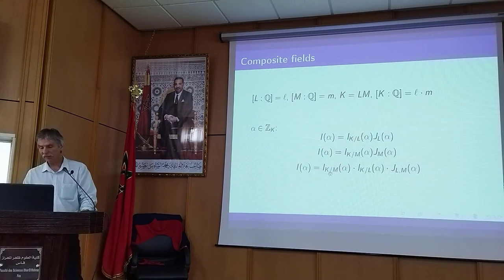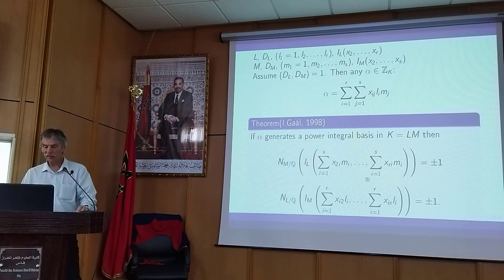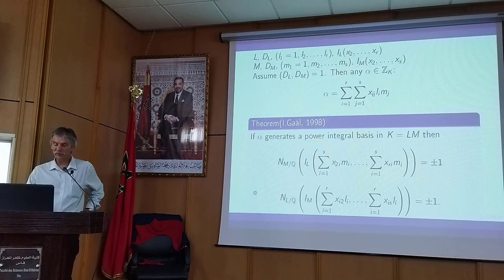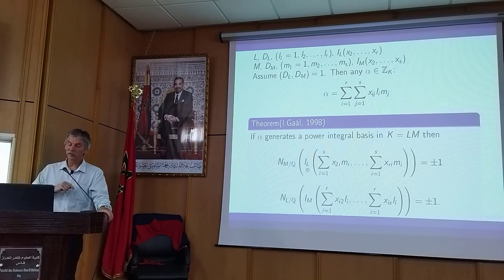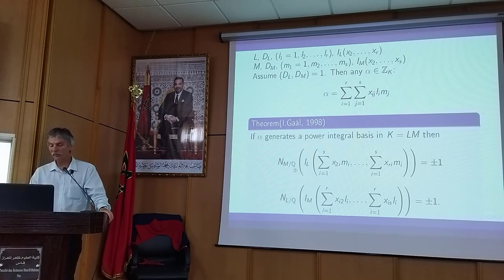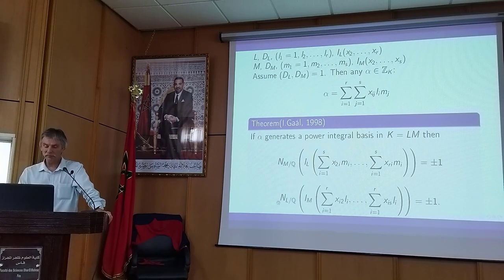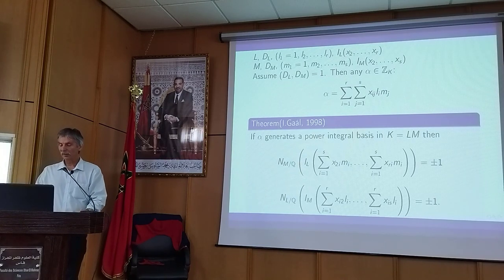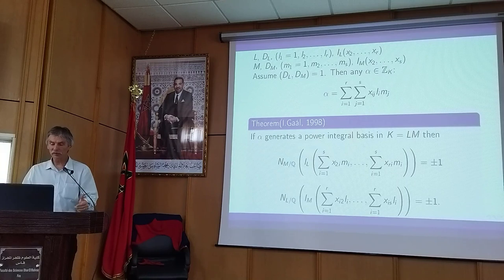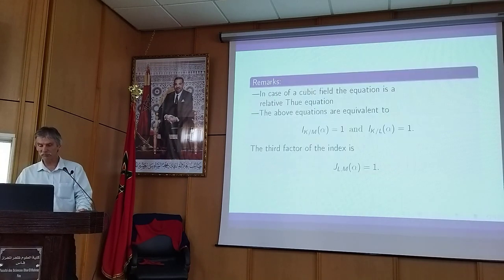Now, the conditions that the relative indices are equal to 1 are exactly equivalent to these Diophantine equations, in which we substitute algebraic integers from the number field M into the index form equation of the number field L, and we take the norm M over Q. This has to be equal to plus or minus 1, and vice versa. For the other case, we substitute algebraic integers of the number field L into the index form equation corresponding to the number field M, and we take norm L over Q, and this has to be equal to 1. So actually, this is the explicit version of the condition that the relative indices have to be equal to 1.